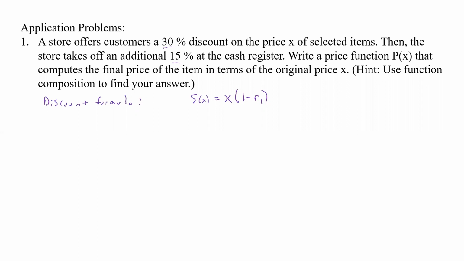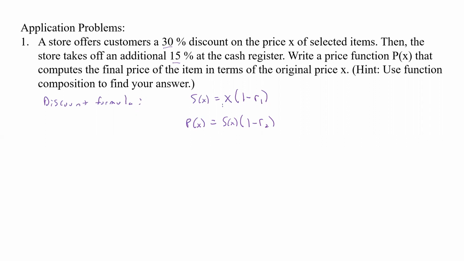It's 70% of the original price that is going to be the sale price, and that's the original sale price of 30% off. Then, once we get to the cash register, they take off another 15%, and they want to call it that one P of X. So P of X is then going to be our sale price, S of X, times, now we have to discount off it, so it's going to be 1 minus our R2 this time. I'm going to call it R2. And so that's going to be what our final price is.